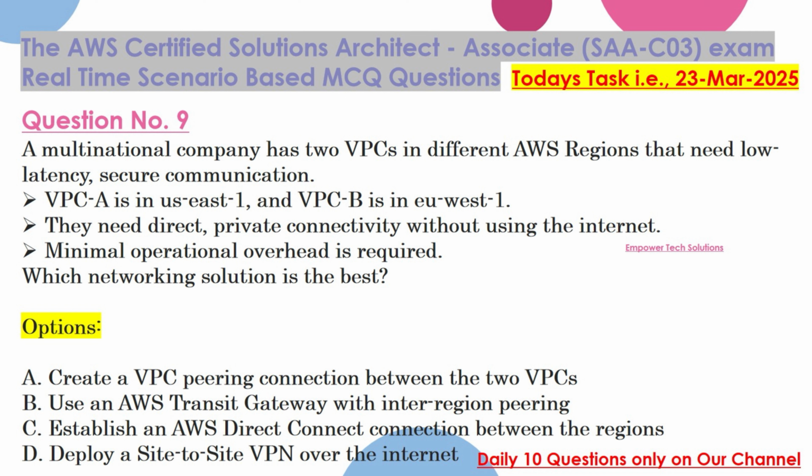Options: A. Create a VPC peering connection between the two VPCs. B. Use an AWS Transit Gateway with inter-region peering. C. Establish an AWS Direct Connect connection between the regions. D. Deploy a site-to-site VPN over the internet.